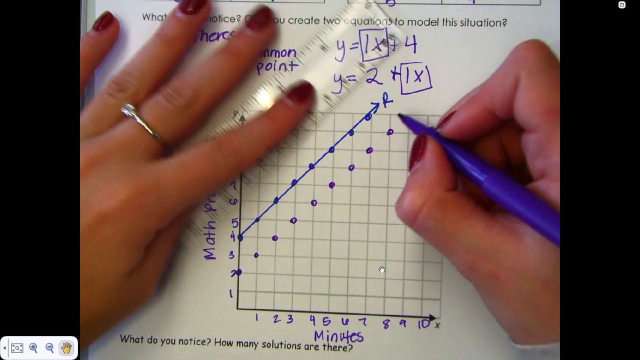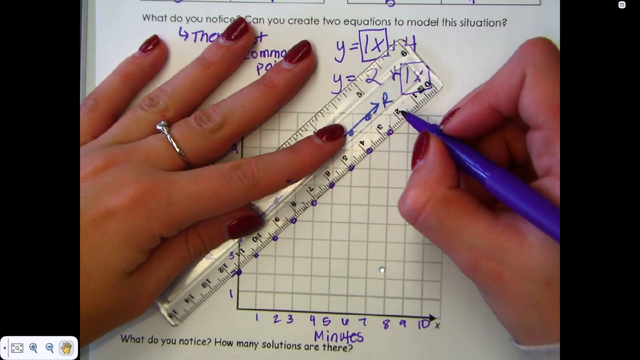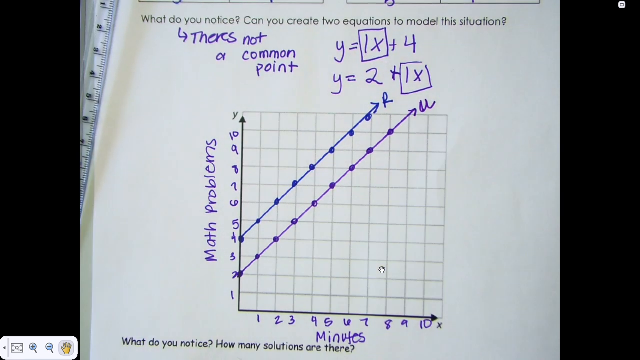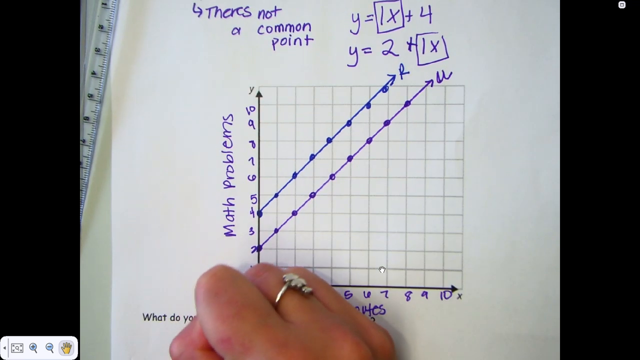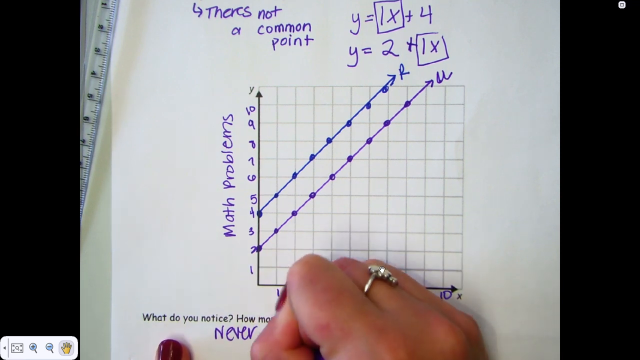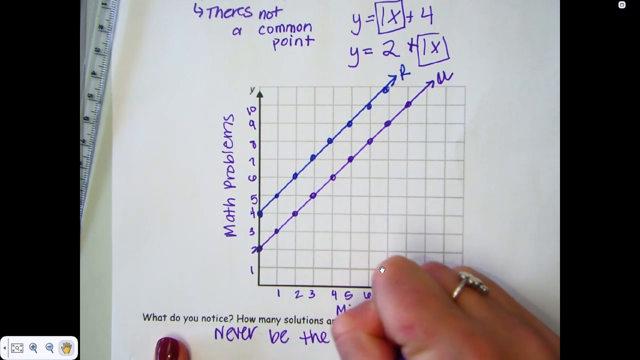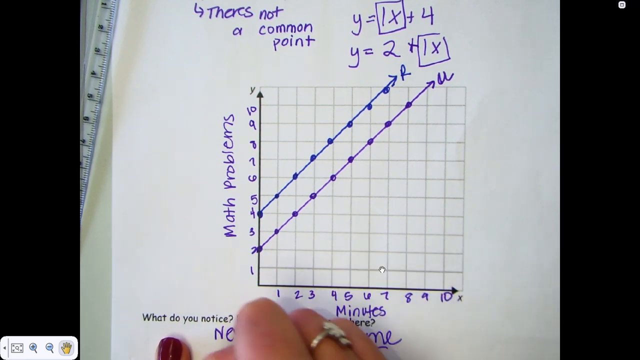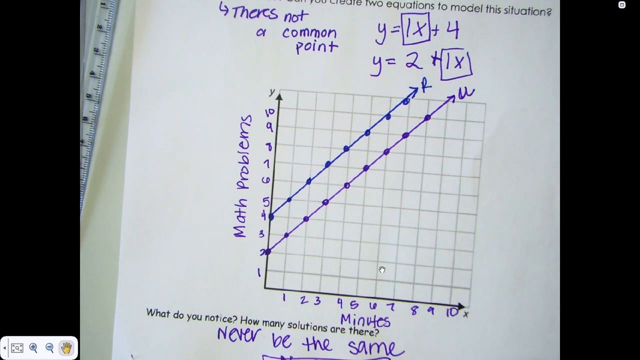This is great. So here we go. Oh, I see what's happening here. Mr. Yu. So if you look, what's happening to my lines? Will they ever intersect? Doesn't look like it, which means these lines are parallel and they'll never intersect, and therefore they'll never be the same. So this is an example of a system with no solutions. There will never be a time where they will make the same amount of problems.